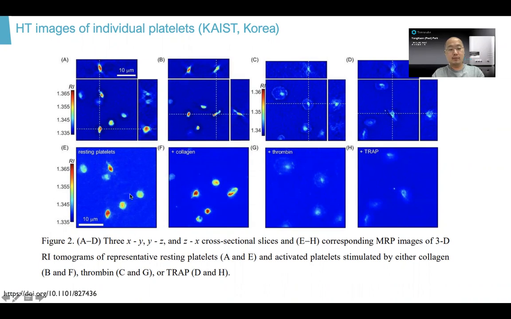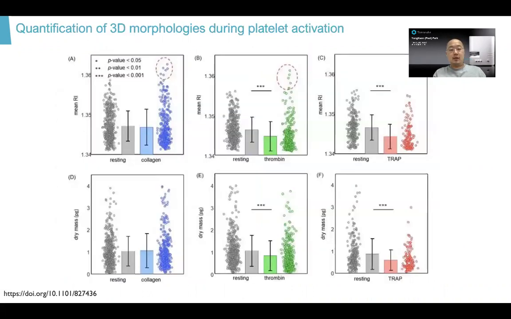We first measured the resting platelet, and we introduced three different agonists, including collagen, thrombin and TRAP. And as you can see, after some time, the cells undergo significant morphological alteration, finally forming the thin and spread shape of the platelet. And using different agonists, you can see not only how the shape of the cell but also how the internal structures can be changed.